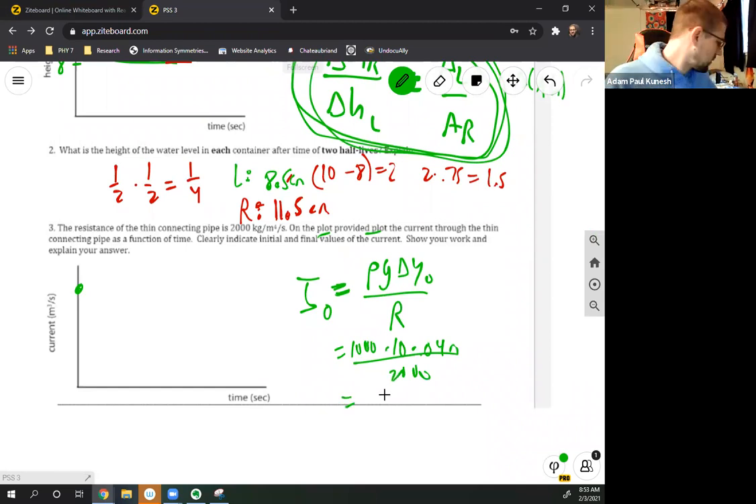And what is that? I've lost my calculator. Someone help me. Okay, we're good. So it's 10,000 times 0.04 over 2,000. That's going to be 0.2 cubic meters per second, which sounds like a reasonable number to me. Hopefully I didn't make any calculation errors. Here's the current. Over time, it's going to decrease.